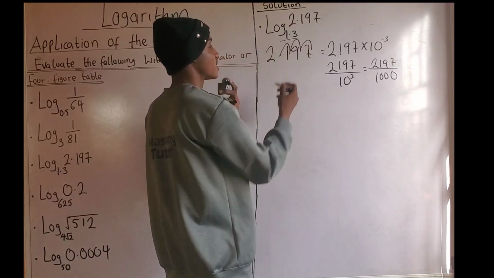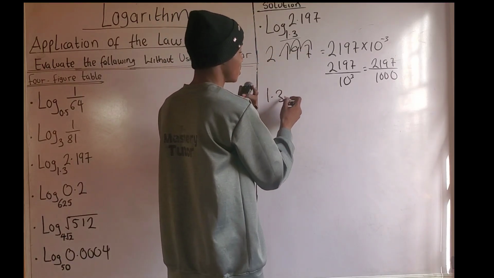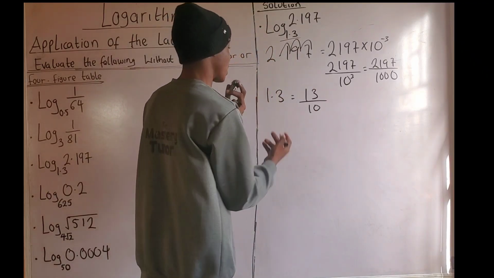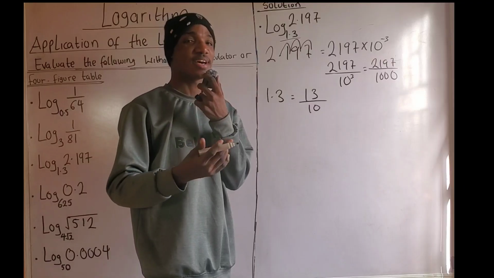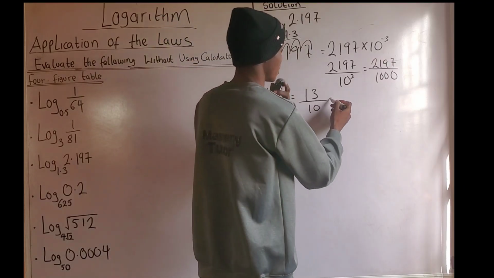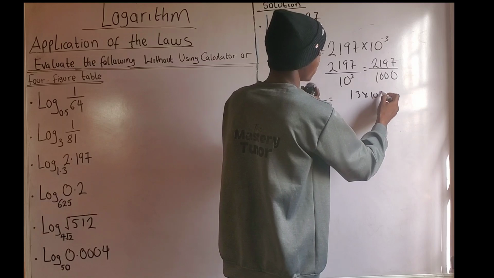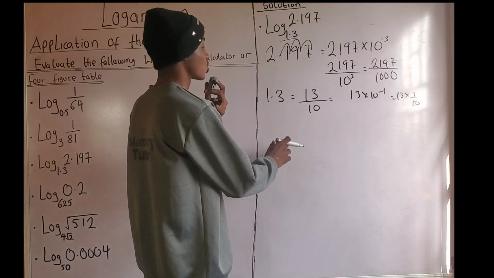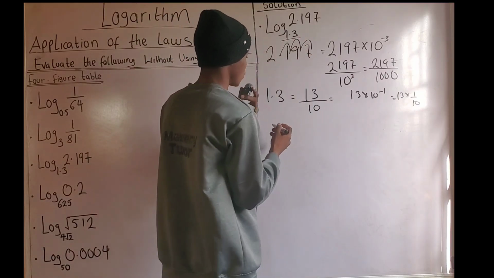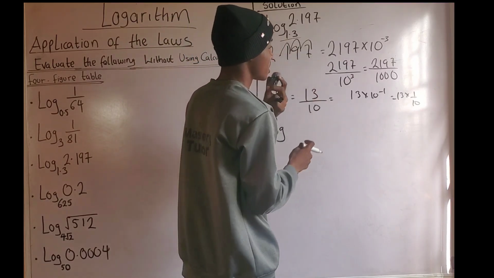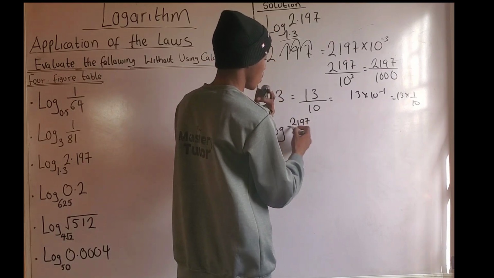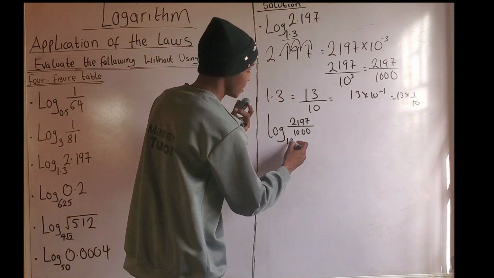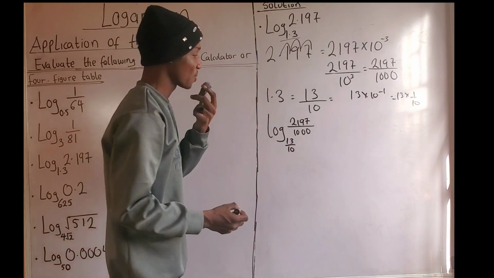Okay, now the base is 1.3. 1.3 equals 13 all over 10. If you rewrite this in standard form, you're going to have 13 times 10 raised to the power negative 1. And 10 raised to the power negative 1 is 1 over 10, you know? 13 times 1 over 10, which will give us this, okay? Now, let us substitute what we have here into all this. So I'm going to have log, instead of 2.197, 2197 all over 1000, divided by 13 all over 10. Are you getting it?